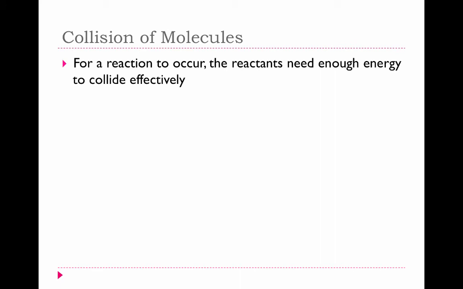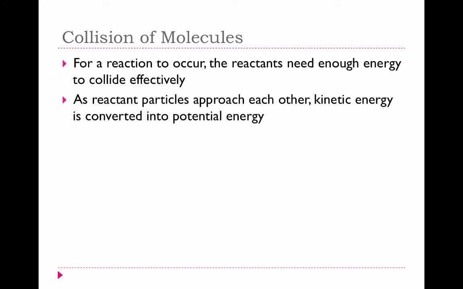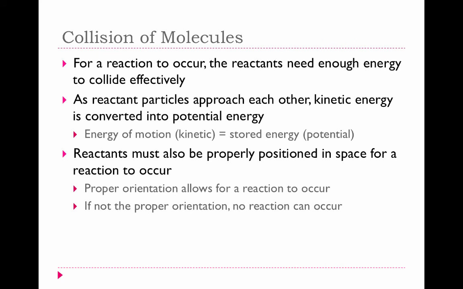For a reaction to occur, the reactants need enough energy to collide effectively. As reactant particles approach each other, kinetic energy is converted into potential energy. Kinetic energy is the energy of motion, right, and potential is stored. So it converts into potential as they approach each other. Again, the energy of motion, kinetic, has to equal the stored energy, or potential, at that point as they approach. The reactants also must properly be positioned in space for a reaction to occur. Proper orientation allows for that reaction to occur. If not the proper orientation, no reaction will occur.